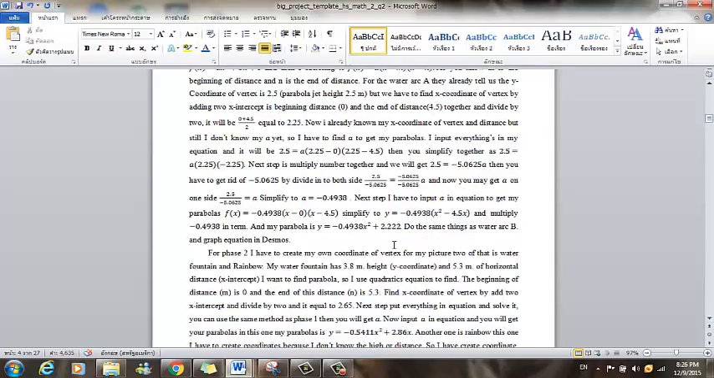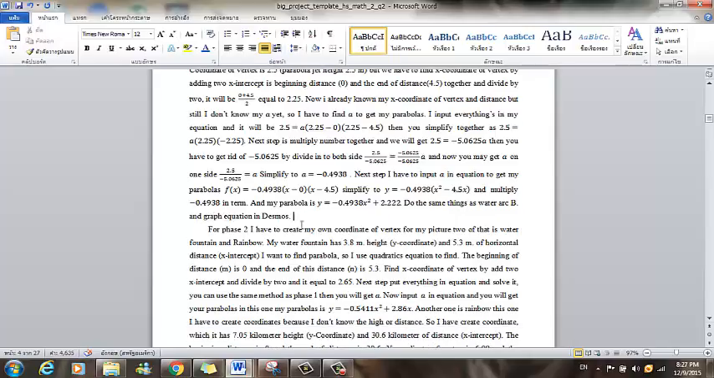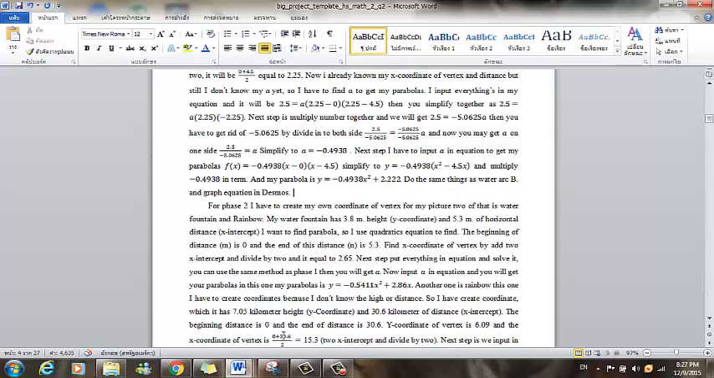Yeah. So we multiply this inside, and then we multiply minus 0.4938 inside the term. So we multiply it into this, to this, and to this. And my parabola is this. So we do the same thing as for water arc B, and the graph we can make in Desmos to find the graph. Yeah.